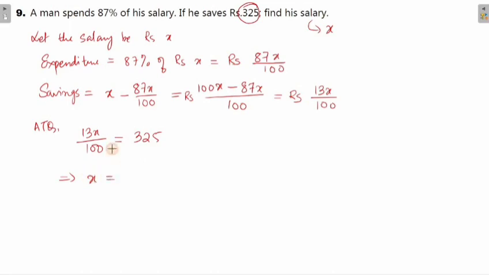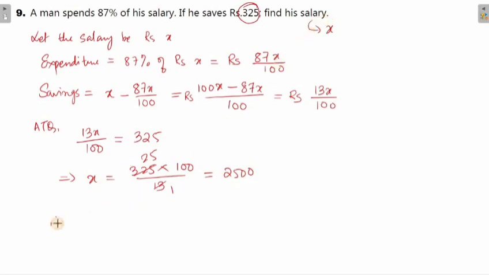So keep X here, so you get 325, this 100 goes out here, so this 13 goes to the denominator, right? So do the cancellation. 13 ones are 13, so we have 325 divided by 13. When you do the cancellation, this becomes exactly 25. So 25 into 100 will be 2500. So this is the value of X, right? And what is X? X is the salary, isn't it?